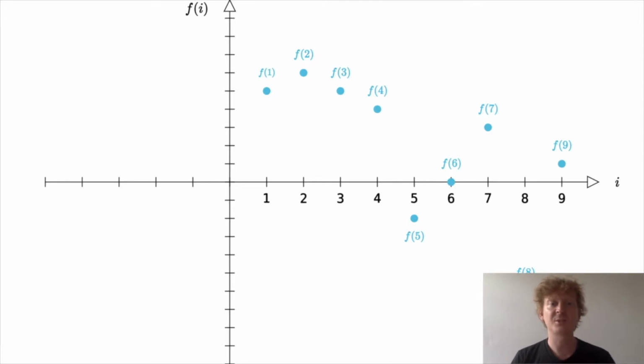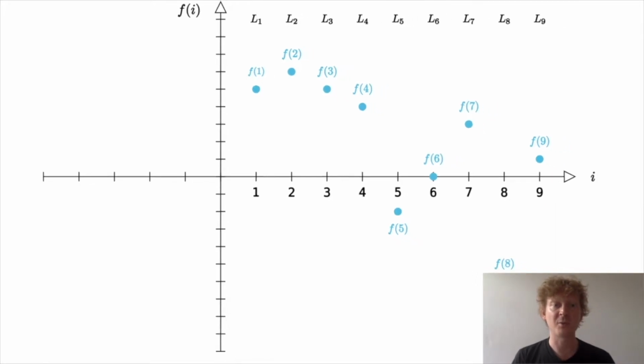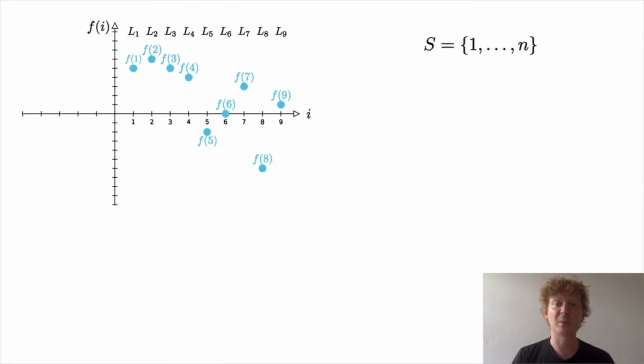What we do next is to assign a weight to each of these positions. These weights are called Lagrange basis polynomials, and this is where the real interpolation magic happens. The Lagrange basis polynomials depend on the set of points used to interpolate and the position we want to interpolate to. In our case, we have the set S, which includes positions 1 through 9, or more generally 1 through n for some integer n.